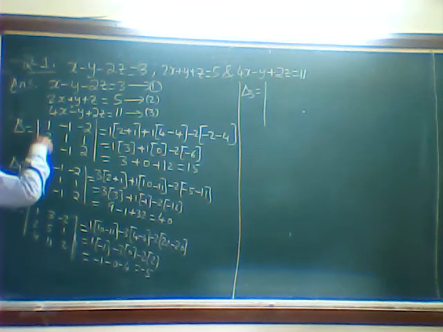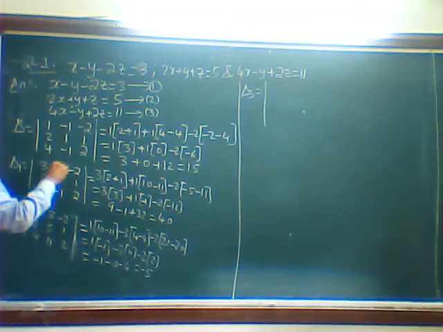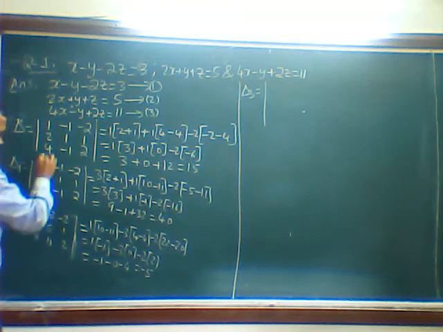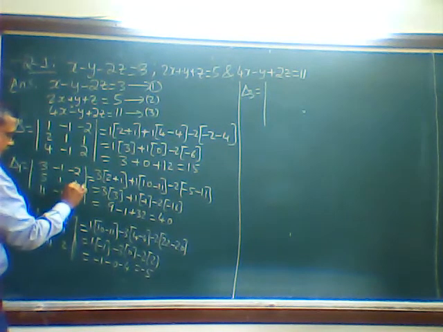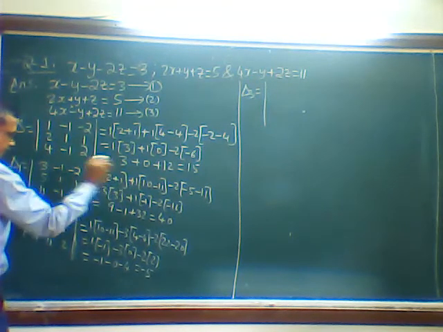This first column 1, 2, 4 is replaced by 3, 5, 11. Remaining columns as it is. Again expansion. First row, first column is deleted. 1 into 2 is 2. Minus 1 into 1 is minus 1. Minus 1 is plus 1. Then again this minus and that minus will become plus 1.